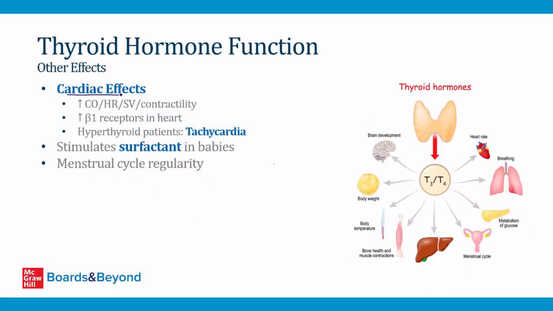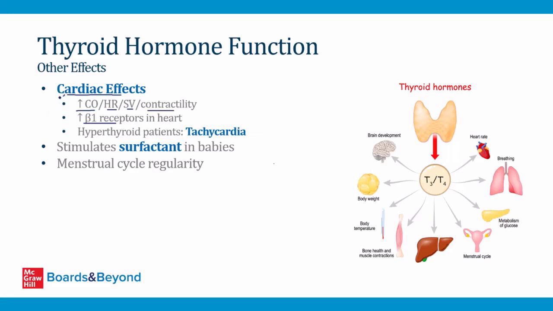Thyroid hormone also has important effects on the heart. So just like thyroid hormone can raise the basal metabolic rate, it can also increase the cardiac output. It does this by raising the heart rate, the stroke volume, and the contractility. All of these things can increase in the presence of thyroid hormone. Thyroid hormone also increases the number of beta-1 receptors in the heart, and you may know these are the receptors stimulated by the sympathetic nervous system, and that's part of what makes the heart beat faster and more vigorously in the setting of thyroid hormone.